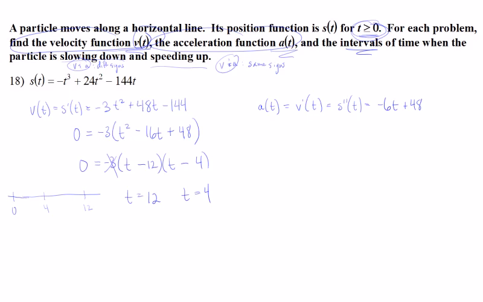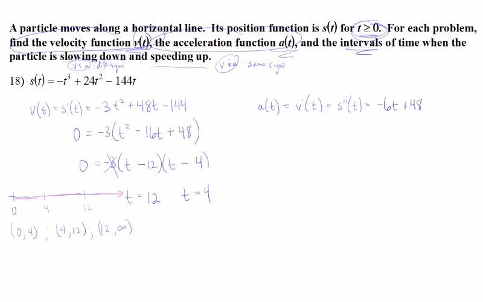So we basically have 3 intervals that we want to account for, right? 1 here, 1 here, and 1 here, all the way to infinity. And so we're only dealing with 0 to positive time, right? So our first interval is going to be 0 to 4. Our second interval is going to be 4 to 12. And our third interval is going to be 12 to infinity.